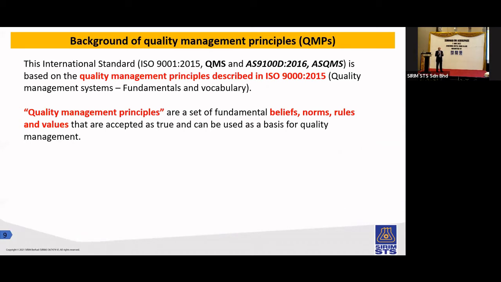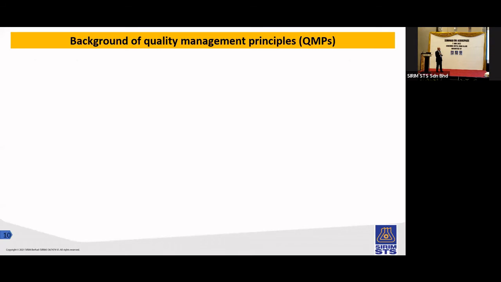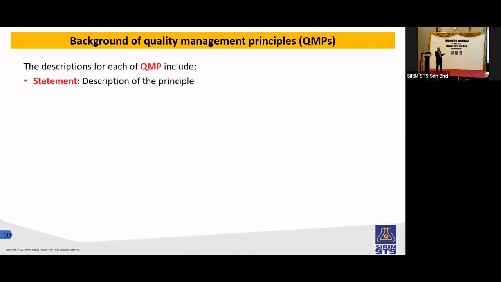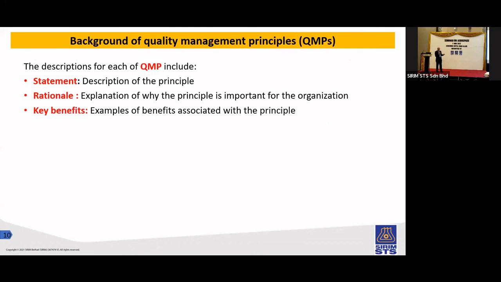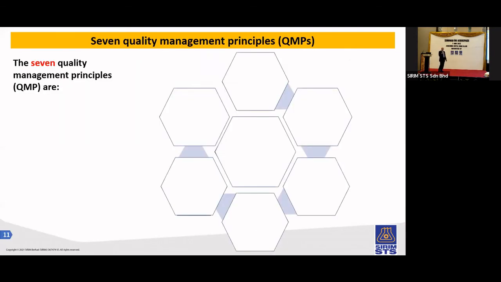because we have 7 QMP, quality management principle, which is being organized by ISO TC 176 committee, and the 7 principles regarding on the statement. We go to the statement, description of principles, the rationale of the requirement, key benefit of the 7 principles, and also the action you can take to improve for you to get the 7 principles of quality. What are the 7 principles of quality?